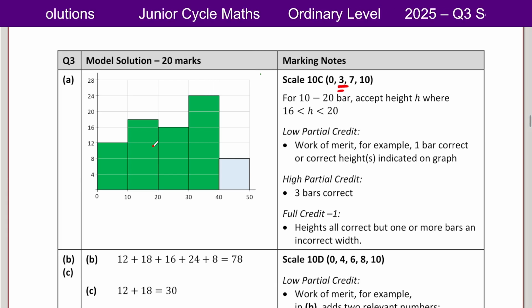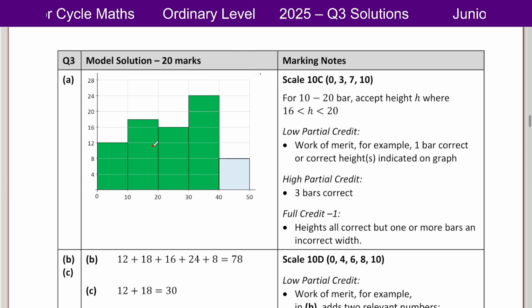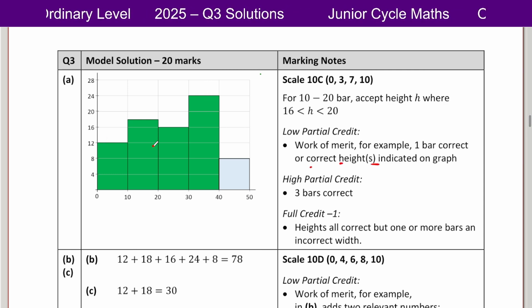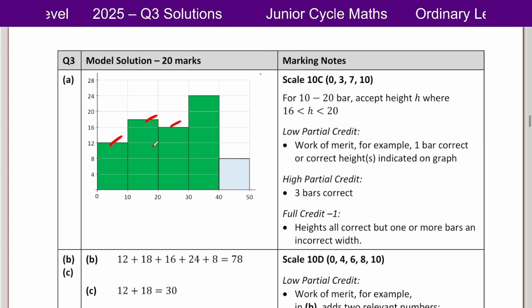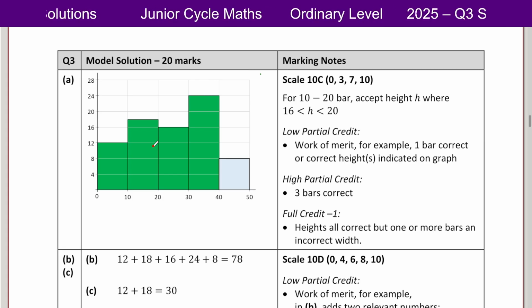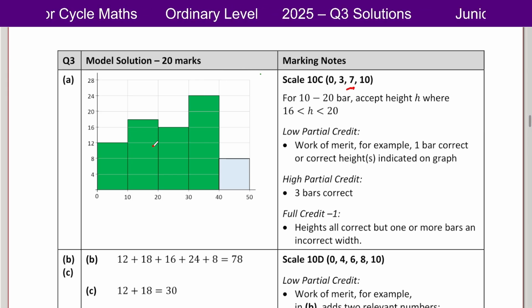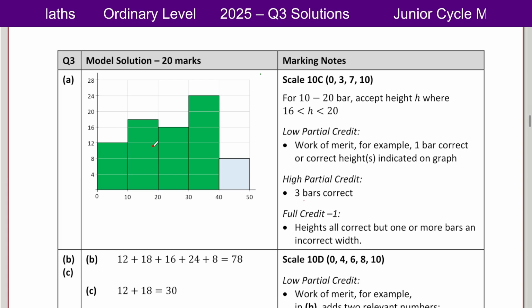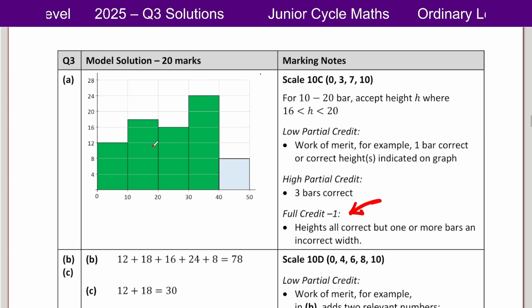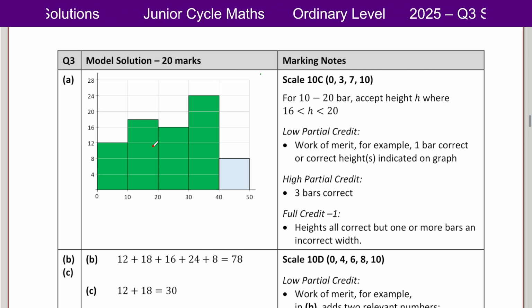We get 3 out of 10 in the case of low partial credit, for example if we have only 1 bar correct, or correct heights without completing the bars. We get 7 out of 10 when we have 3 bars out of 5 correct. And there is a case we need to be very careful about, to avoid losing a mark from full credit, which gives 9.